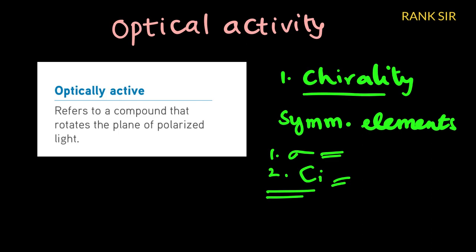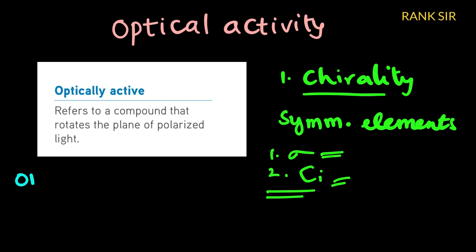So now we know that rotation of plane polarized light is called optically active. If it does not rotate, that is optically inactive. So what does optically inactive mean? Maybe achiral. Otherwise, it may have chiral carbons but still be optically inactive. The optically inactive condition is also there.